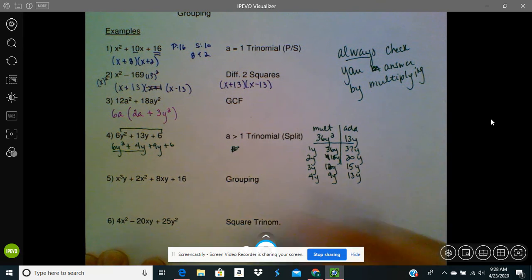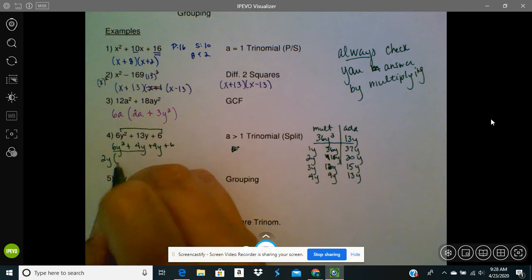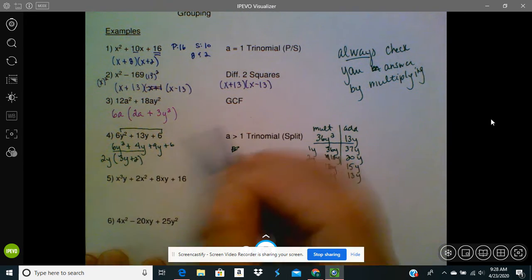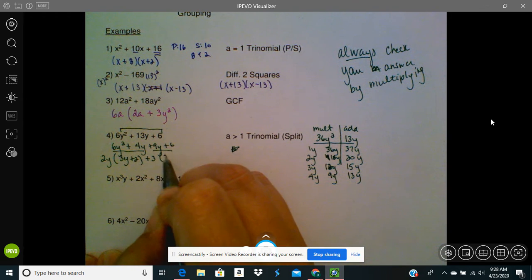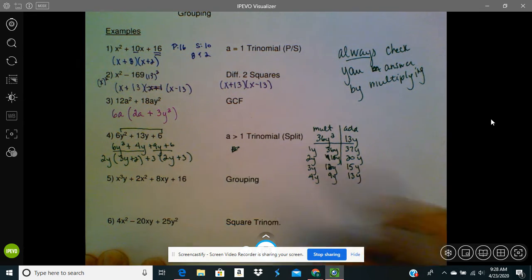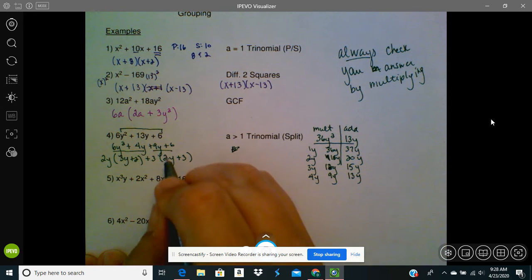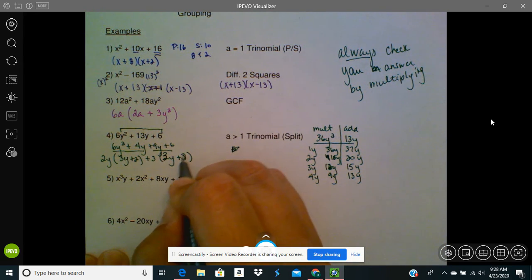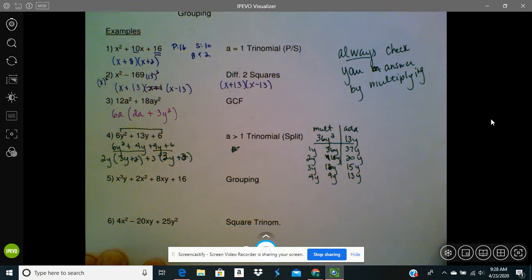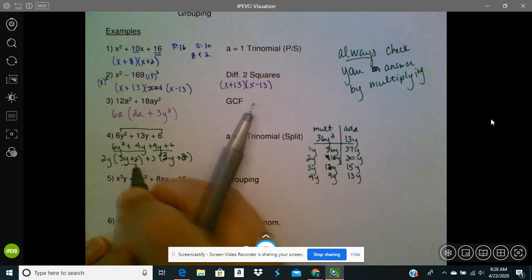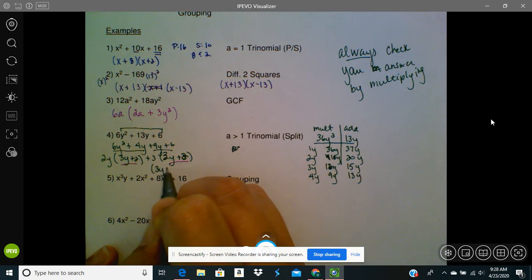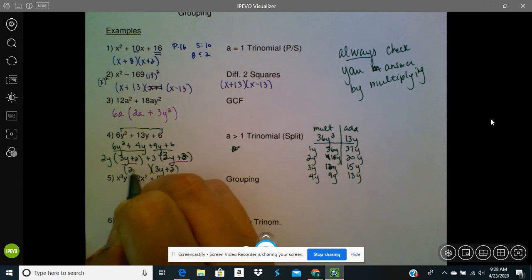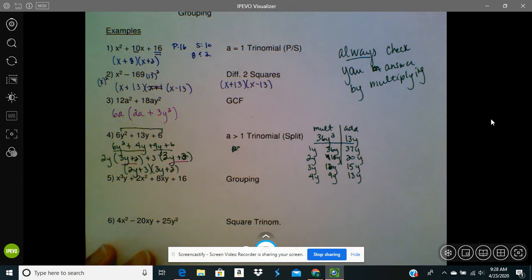So when we put these two together, the greatest common factor is 2y. We're left with 3y plus 2. When we look at these two, their greatest common factor is 3. We're left with 2y plus 3y, goodness gracious, plus 2. Oh, so you notice that they both have a 3y plus 2 here. So I'm going to factor that out. When I do that, I'm left with 2y plus 3.